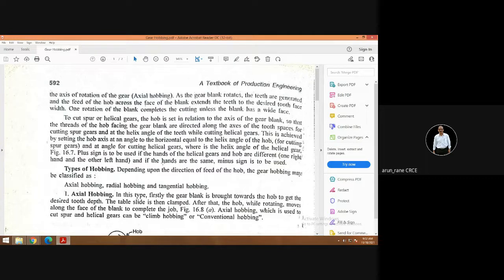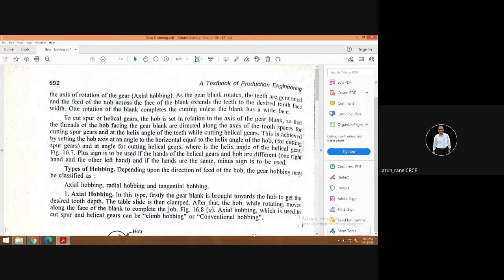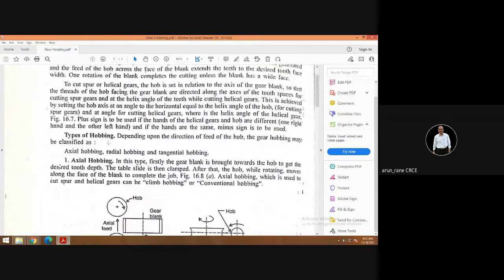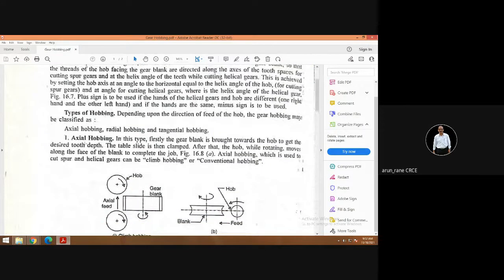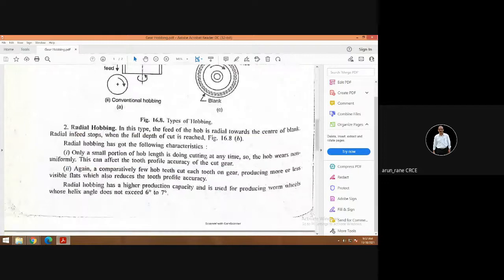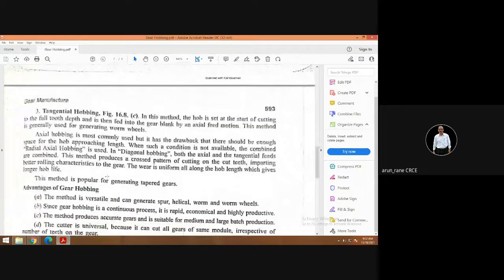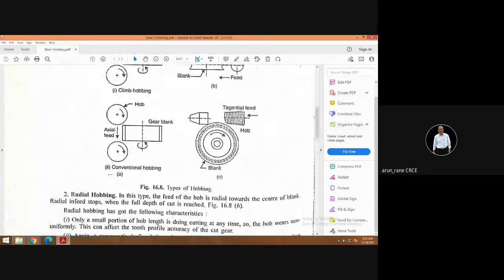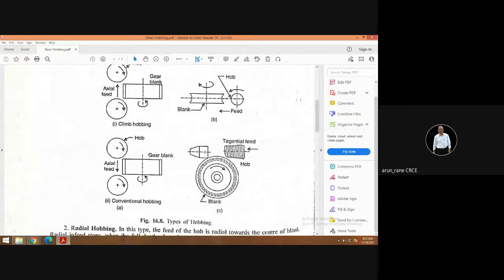What are the different types of hobbing? This has been taken from Hajra Chowdhury. So the types of hobbing are axial hobbing, then radial hobbing, and third is tangential hobbing. These diagrams are easy and you can draw them comfortably.